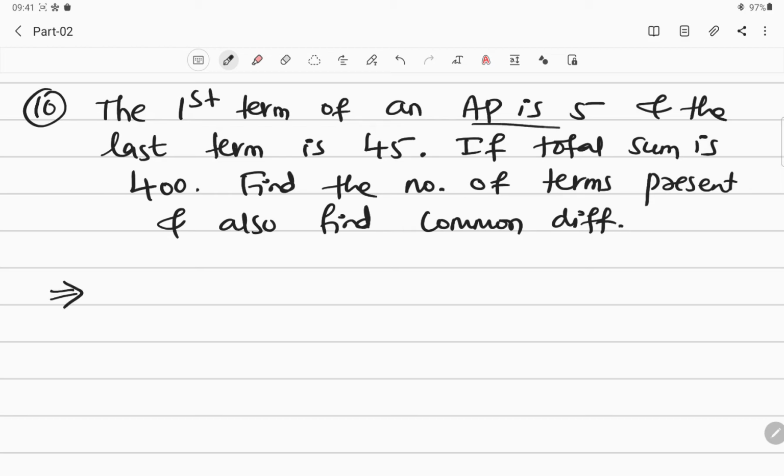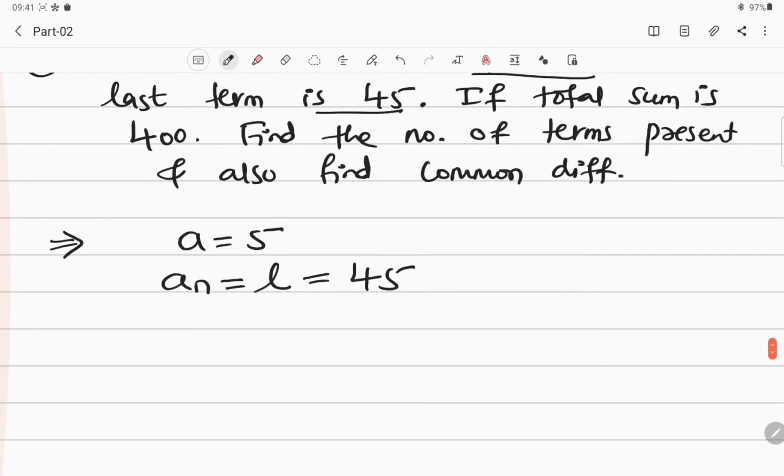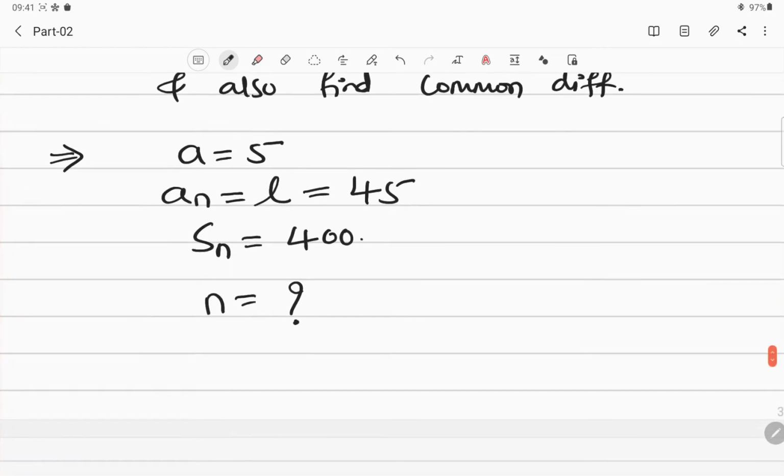Now the first term of the AP is 5, so that is a equal to 5. All right, and the last term is 45. Last term means usually we call it an, or we can call it l also, so that is equal to 45. The total sum is 400. Let us assume n terms are there, so Sn is equal to 400. Find the number of terms: n is equal to question mark. And also find the common difference: d is equal to question mark. All these things are being asked.